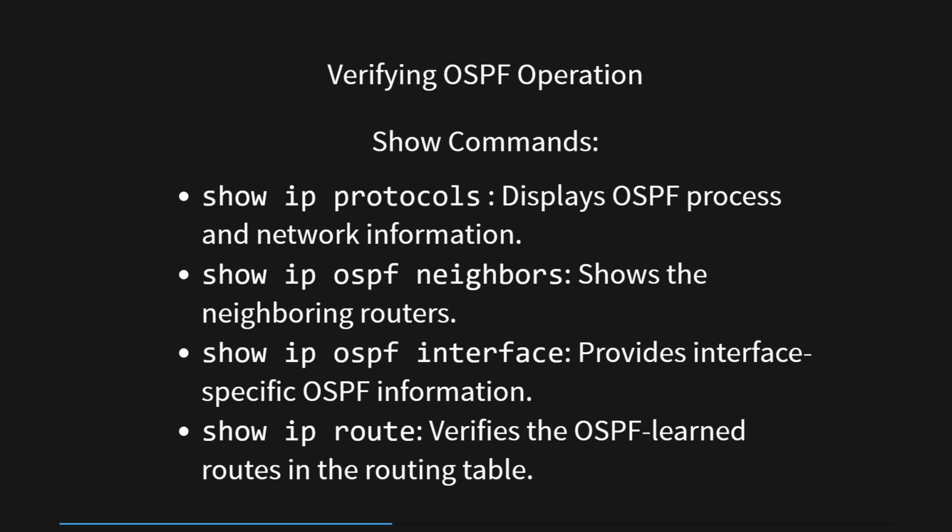The show ip ospf interface command provides specific information about each interface's OSPF settings, such as the interface IP address, area ID, state, and cost. Lastly, show ip route helps in verifying the OSPF learned routes present in the routing table, offering insights into the paths the router is currently using to reach different destinations. These show commands play a vital role in diagnosing OSPF-related issues and monitoring the OSPF network's status and performance.